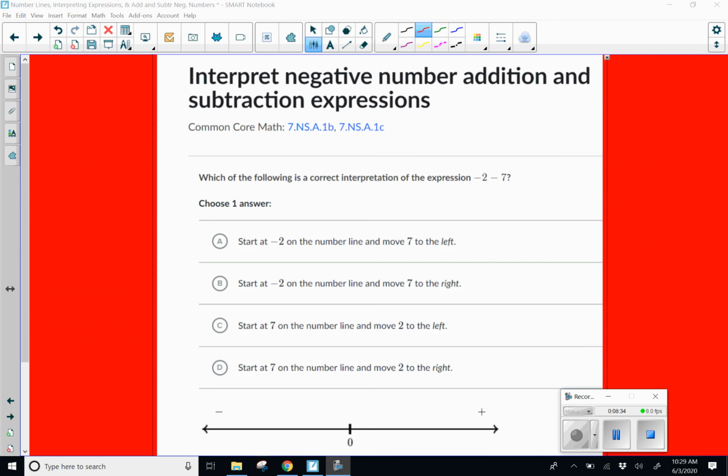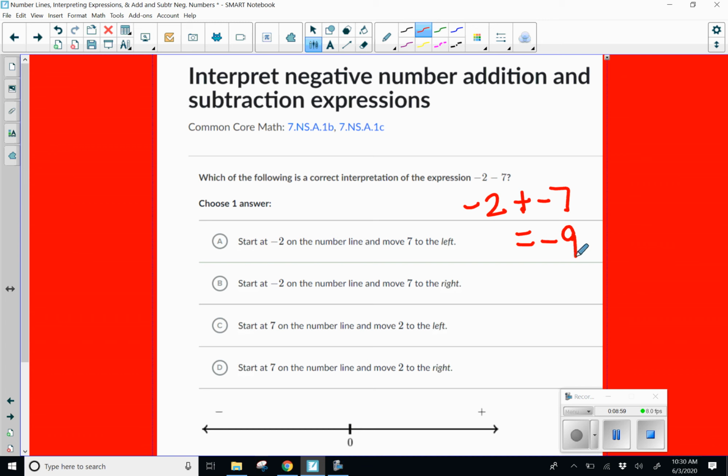So the first thing that you want to do here is you want to actually solve your problem. So I'm going to rewrite this using keep, change, change. So that becomes negative 2 plus negative 7, which equals a negative 9. Now notice that they gave you this little number line down here on the bottom just to help guide you. So we've got to figure out which one is the correct one.